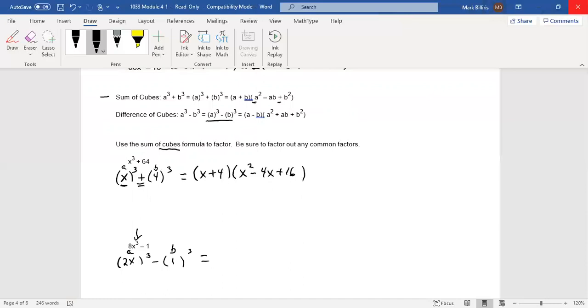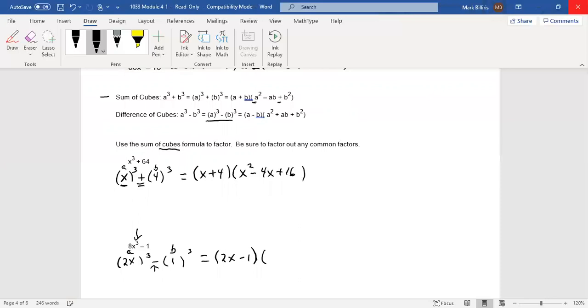Now our first factor is A minus B. Well, A is 2x and B is 1. So why do I have a minus sign in between? Because this started out as a subtraction problem.